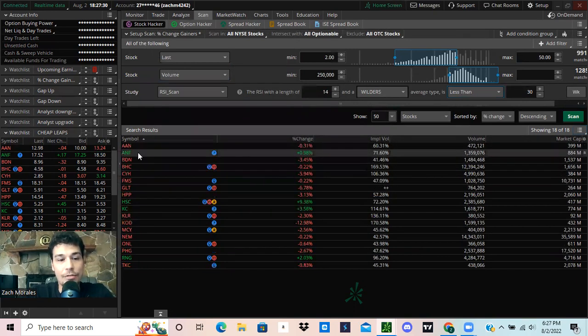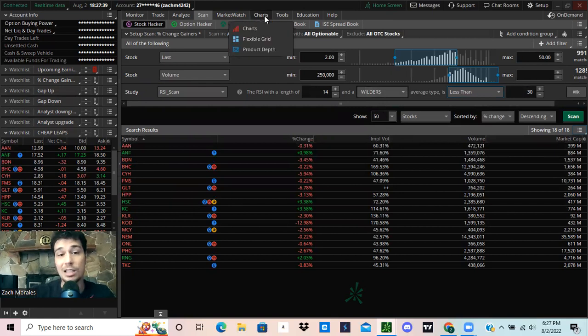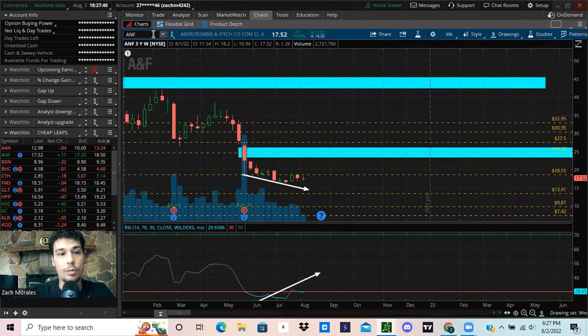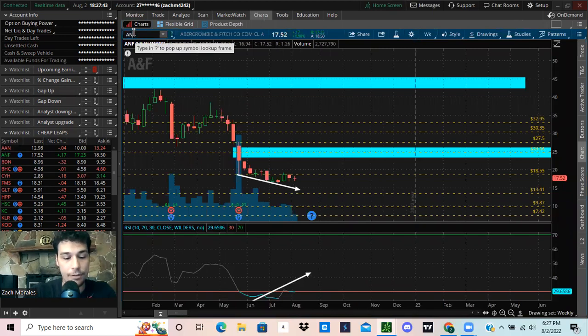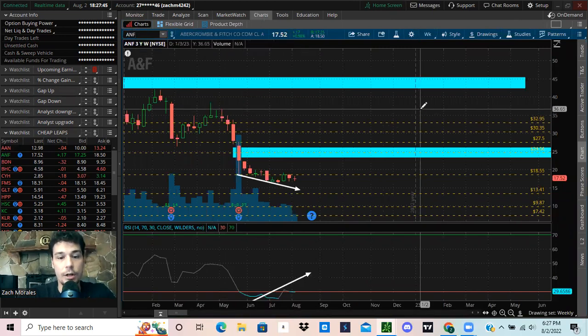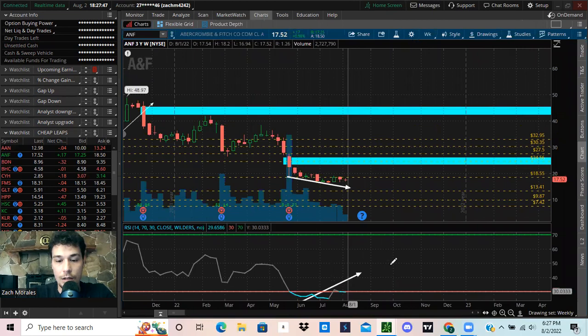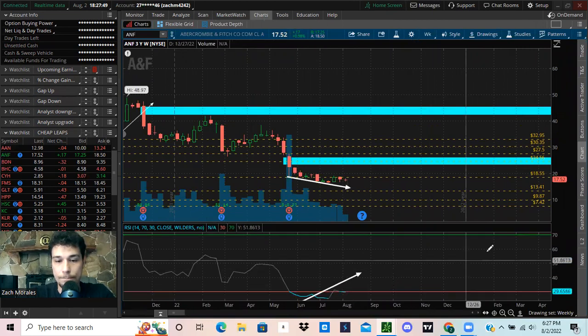ANF is one that we'll go ahead and take a look at now, because it's on our scanner. We see that it is oversold on the weekly RSI. So this is what I would do: I would go to my charts, type in ANF, and look up ANF on the weekly chart. And look, here it is on the RSI, oversold, right?